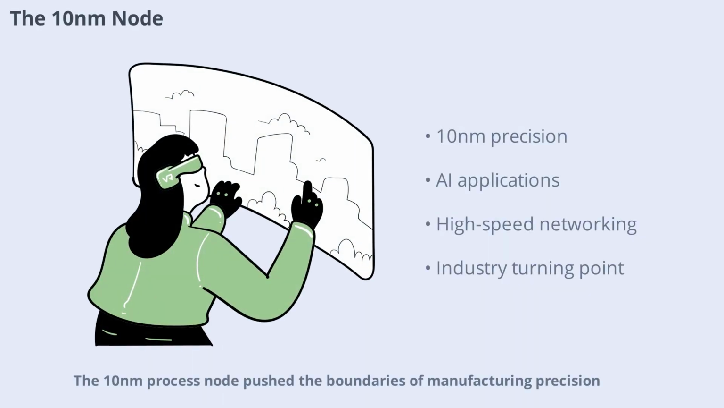The 10 nm process node pushed the boundaries of manufacturing precision. Chips became even smaller and more powerful, supporting cutting-edge applications like artificial intelligence and high-speed networking. The 10 nm era marked a turning point in the industry, with new challenges in yield and reliability.